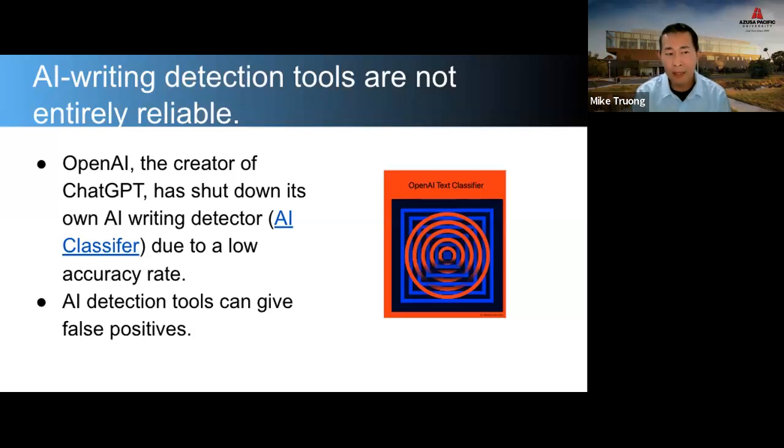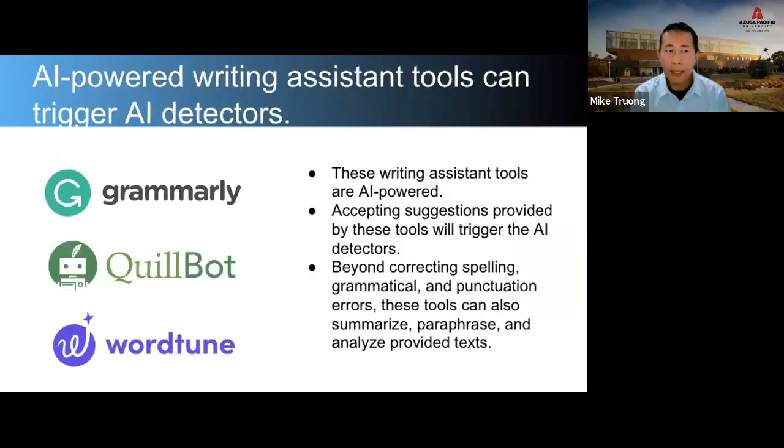What they found was that this particular tool, the AI text classifier, gave a lot of false positives. There were cases in their tests where, given AI writing and human writing, it gave the human writing an AI score. I'm like, wait, what's going on here? That's a very important case in point of how this is not entirely reliable. The AI-powered writing assistant tools can also trigger AI detectors.